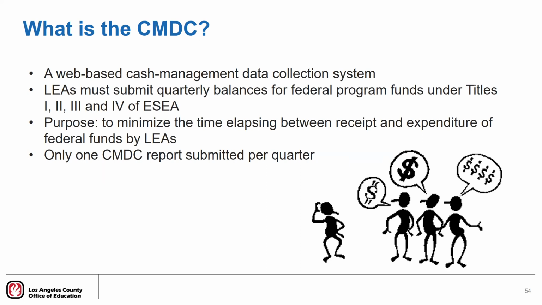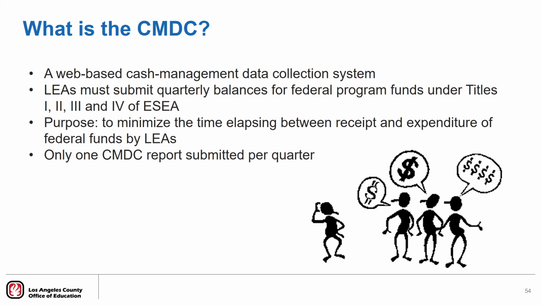LEAs receiving Title I, II, III, and/or Title IV funds are required to report the cash balance for each of these programs on a quarterly basis to the CDE through the CMDC system in order to receive their apportionments for those specific programs. And federal regulations require that the receipt of federal funds minimize the time elapsing between the receipt and the expenditure of federal funds. And so the CMDC system provides the CDE with the data needed to make apportionments based on the LEA's cash balance as required by these regulations.